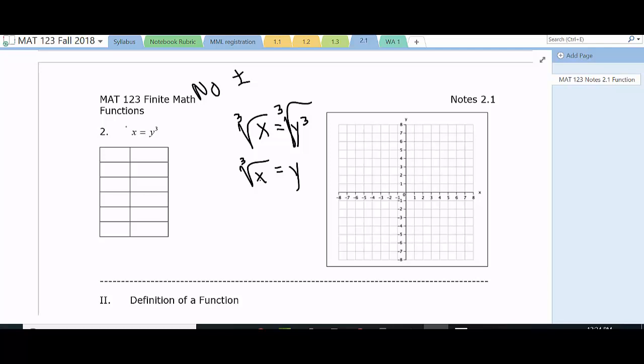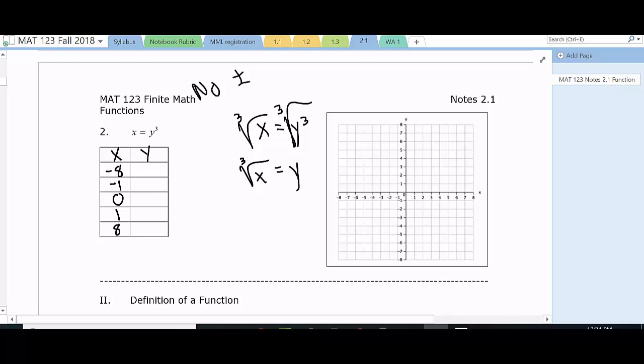So what we're going to do on our table is just do x and y, and I'm going to give you certain numbers that I know a cube root of. Okay, I know the cube root of 0, I know the cube root of 1, and I know the cube root of 8. I also know the cube root of -1 and -8. All right, so what we're going to do is just the third root.